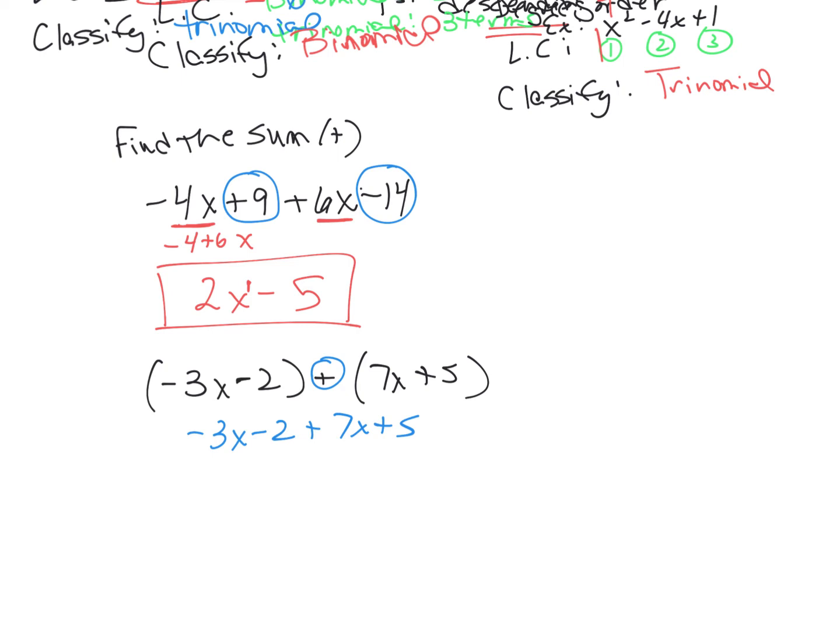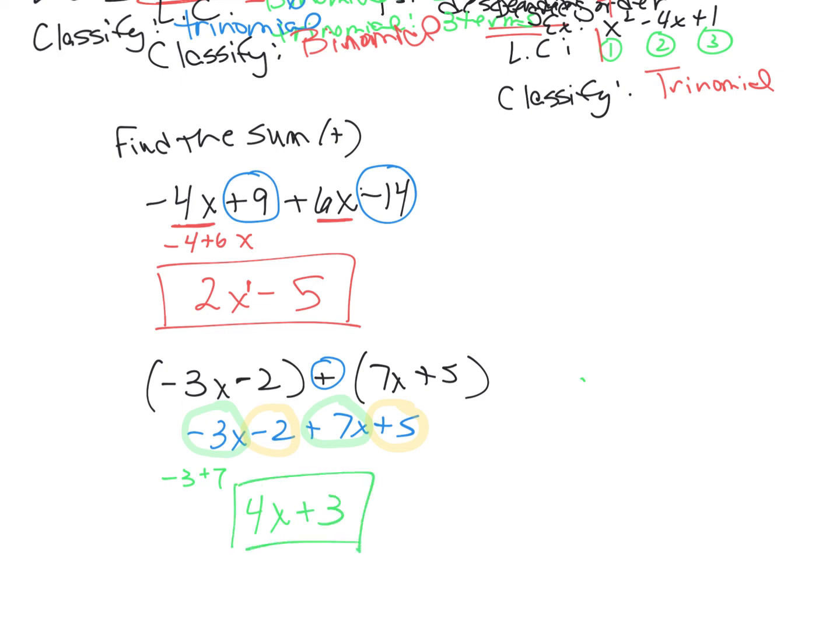So we're going to combine like terms here. So I can change this to like a little highlighter. I have my negative 3x and I have my 7x. So we end up with negative 3 plus 7, right? So we get 4x. And then we have our negative 2 and our positive 5. So we end up with positive 3. And that is my answer.